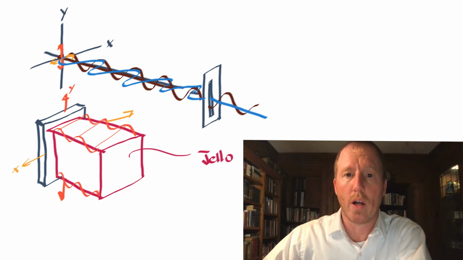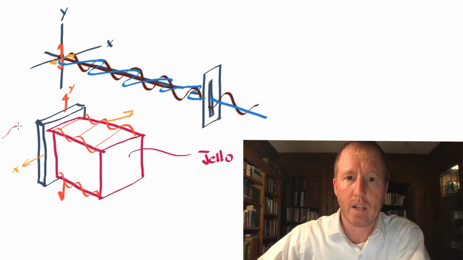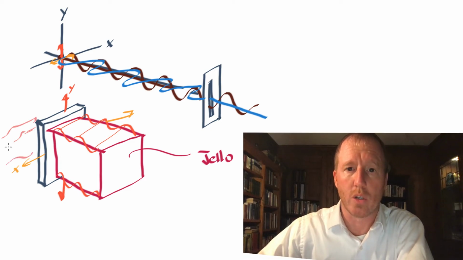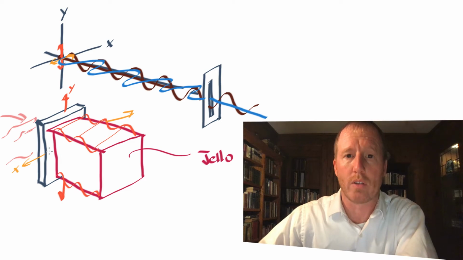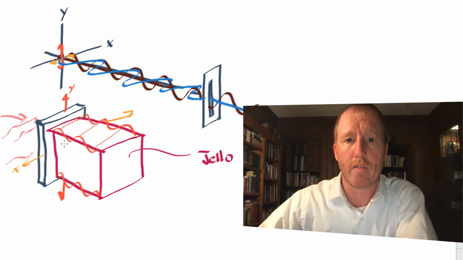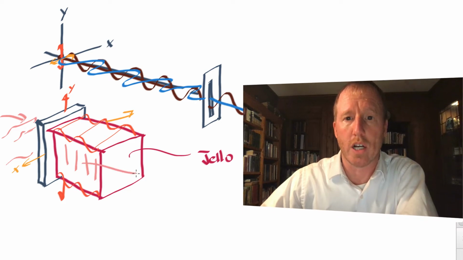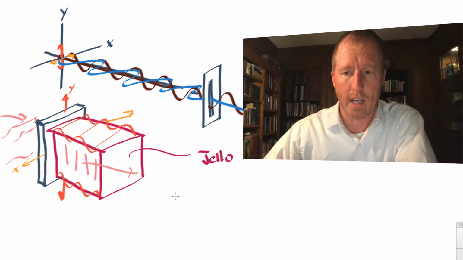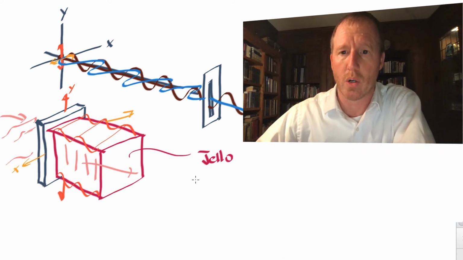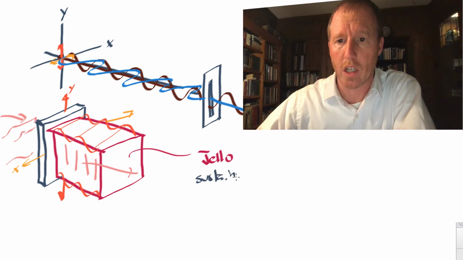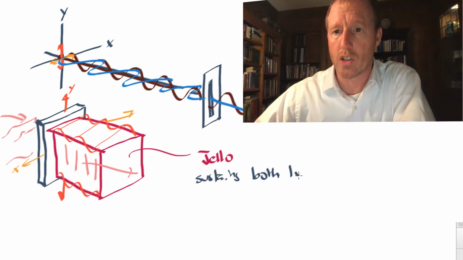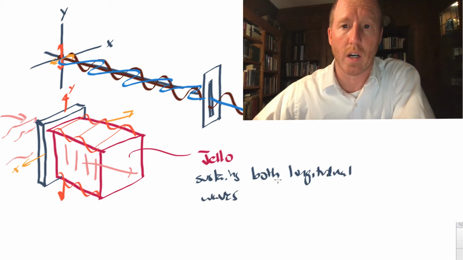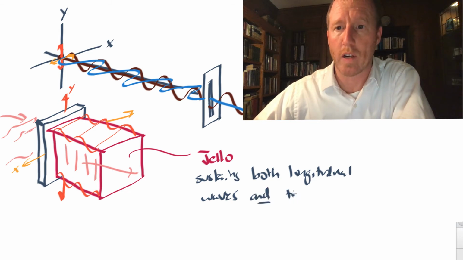But notice also that if you were to take your hand and slap the jello, swinging your hand forward and slapping it, in that case you could have compressional waves traveling through the jello in this direction. That would be a longitudinal wave if you slap the jello like that. So the point that I'm trying to make is that jello sustains both longitudinal waves, or compressional waves, and transverse waves.